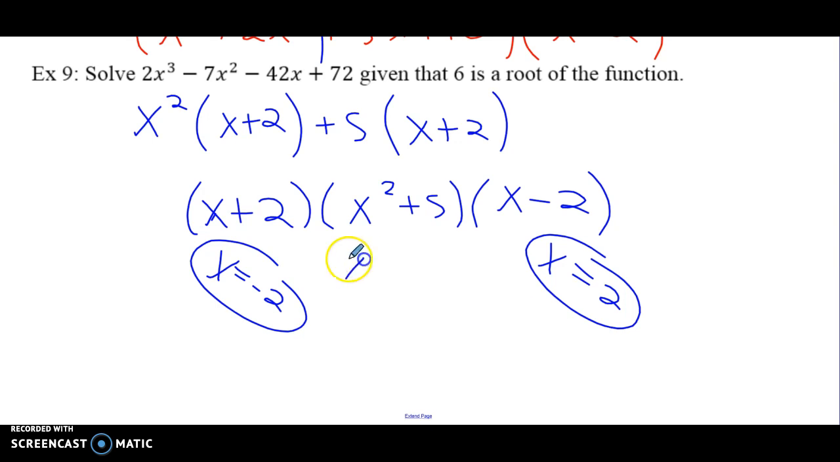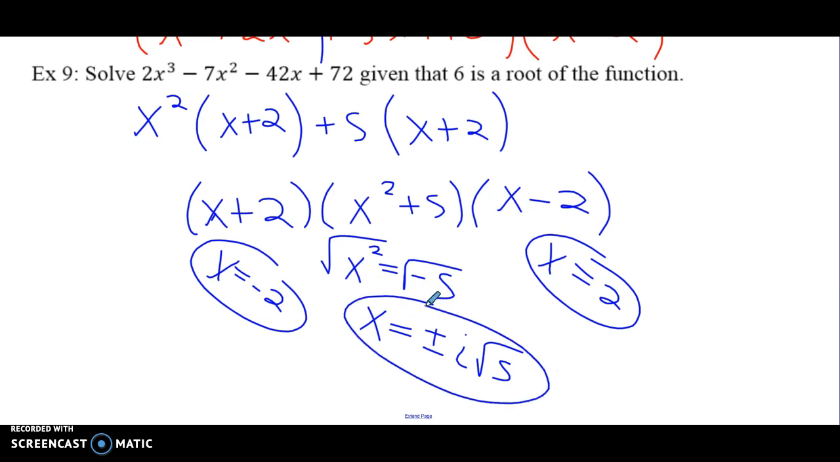And now we know this is going to be imaginary because it's going to be the square root of negative 5, plus or minus i square root of 5. 2 and negative 2. So how many real x-intercepts did this have? 2. 2 and negative 2, and then plus or minus i square root of 5. The square root of negative 5, the i comes out. Okay, do the last one on your own.